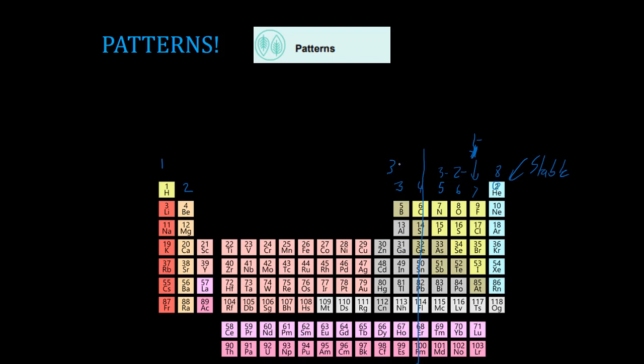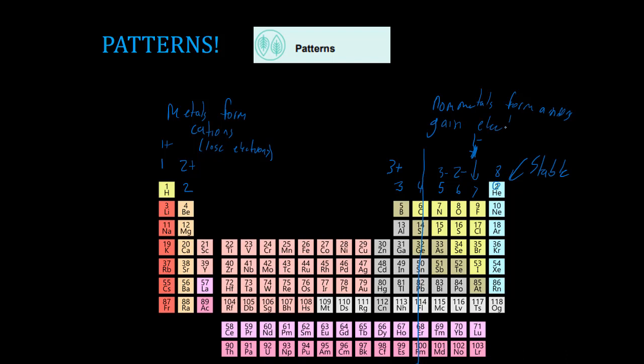These ones are actually closer to dropping in energy level, so they'll do a 3+, a 2+, and a 1+. So what we see is metals form cations, and that means they lose electrons. And nonmetals, being closer to the noble gases over here by gaining electrons, form anions. And that just means they gain electrons.